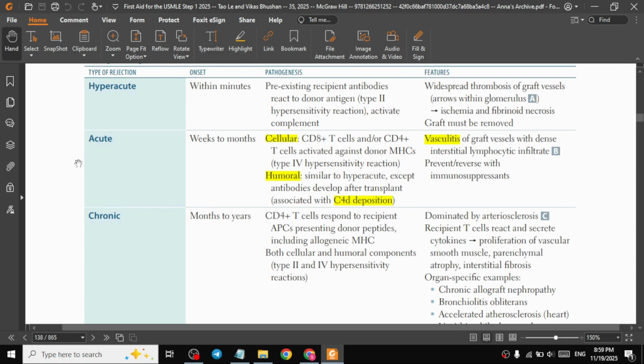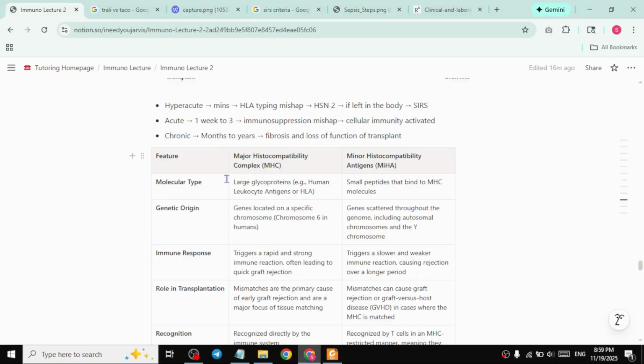Right now, next comes acute. Acute is happening weeks to months, right? Within weeks to months, you start to see cellular and humoral immunity coming together. With cellular, you see the type 4 hypersensitivity cascade, while with humoral, you may have the hyperacute, and it's also associated with C4 deposition and stuff like that.